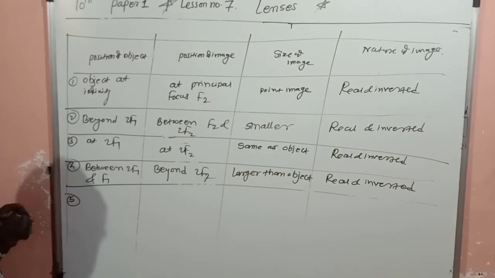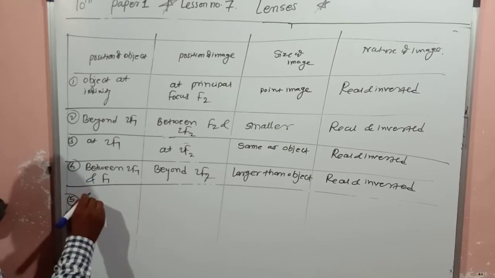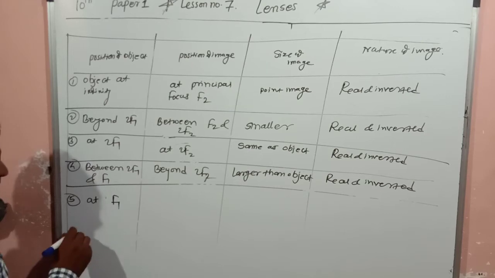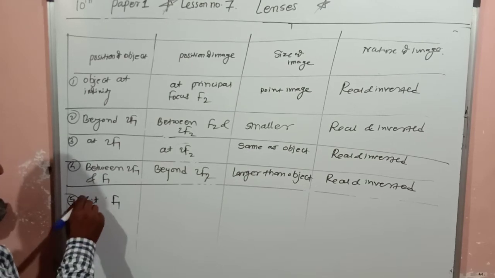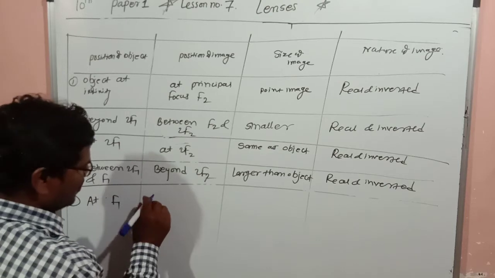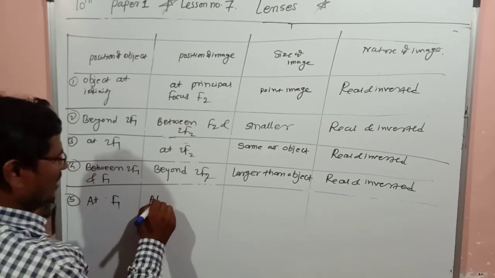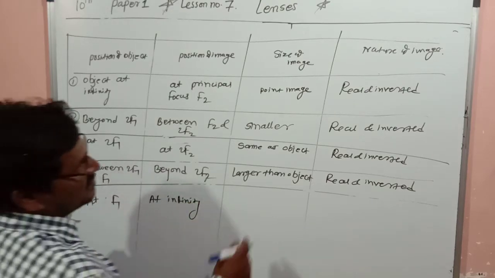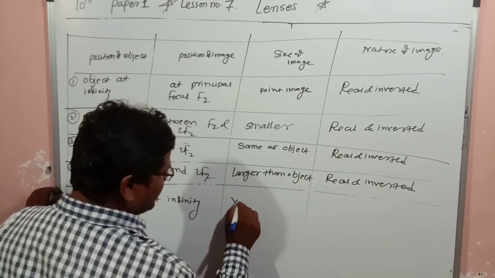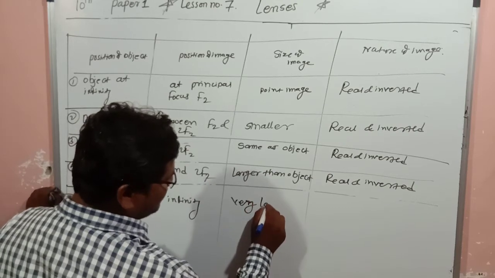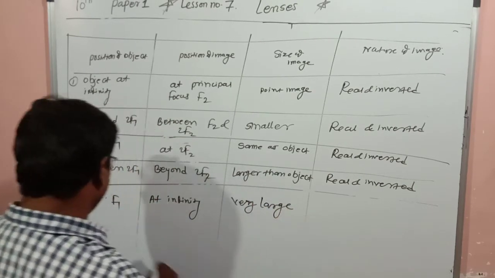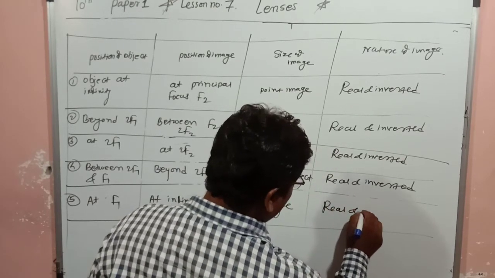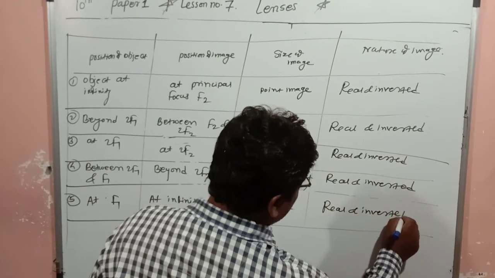Fifth position is object at F1. And image will be at infinity. And size will be very large, or larger than the object. And nature will be real and inverted.